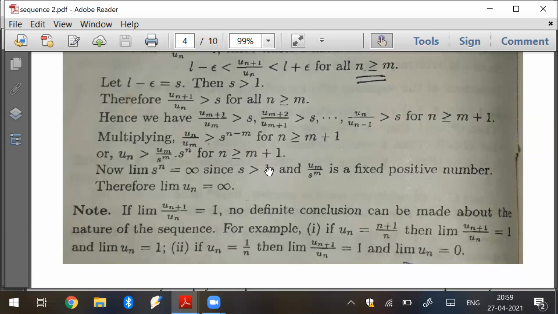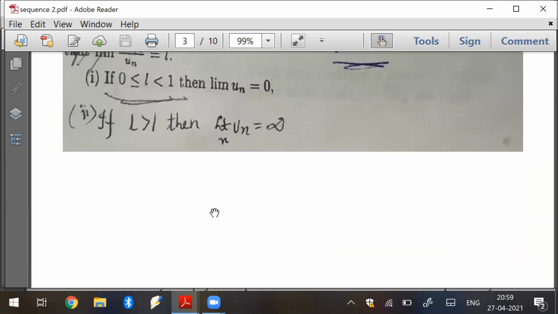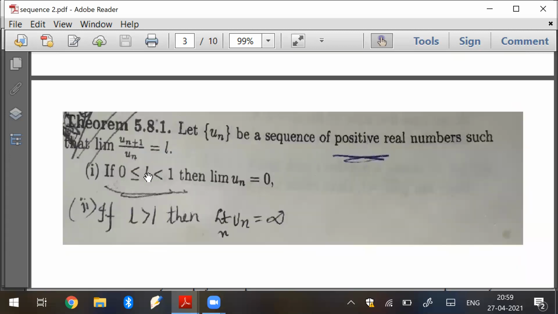Now you see the theorem we now have in our hand. One thing has to be taken care of. What is the thing they are saying? Suppose this ratio sequence, which we have created from the original sequence u_n, converges to 1, what will happen? You simply see here, I have taken L greater than or equal to 0 and less than 1, and L greater than 1. These two cases are discussed. But one thing is left out.